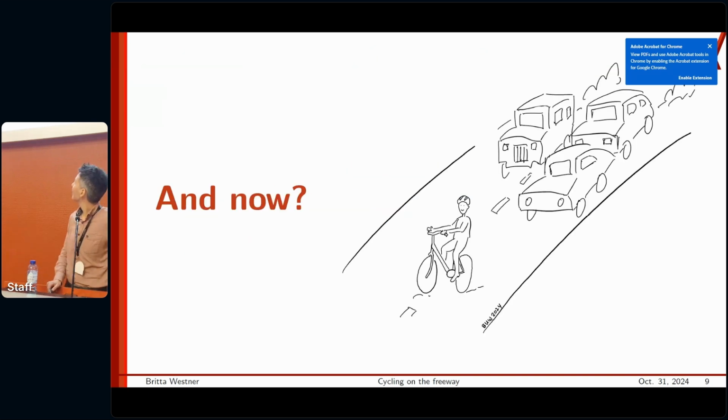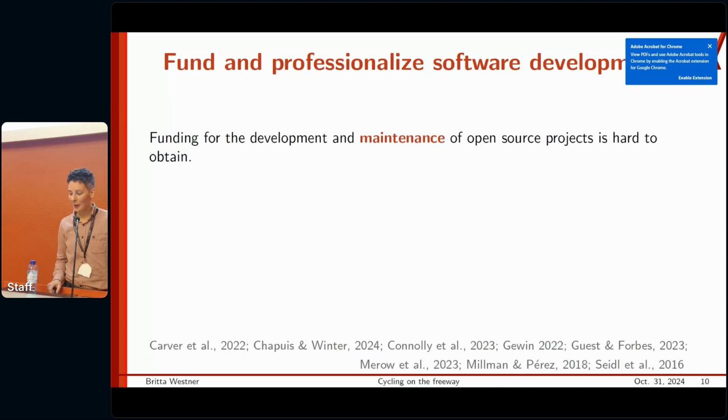And now, do we just keep cycling on the freeway? Are there any solutions to this? Well, I have some ideas.